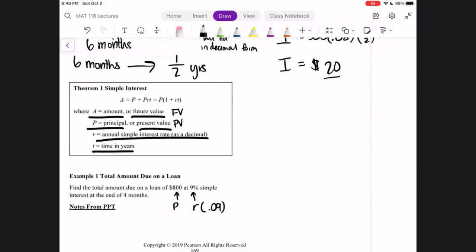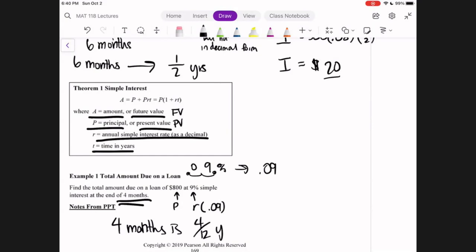Right? So some people see it as the decimals here, 1, 2. So it would be 0.09 is your rate. And then 4 months. So 4 months is 4 divided by 12 years, or 1/3 of a year. Okay.